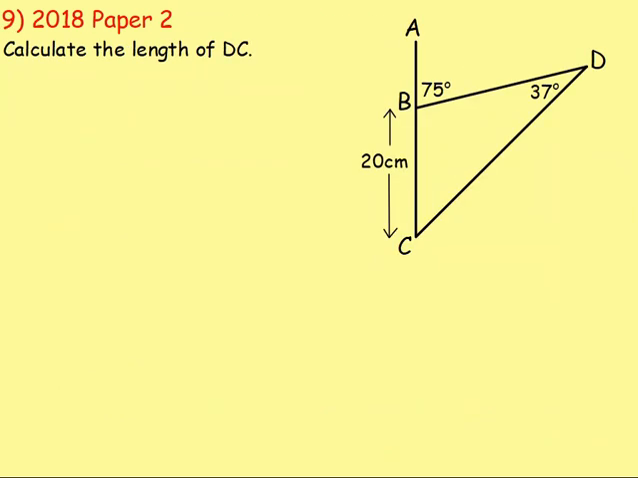Final example. Example 9 from the 2018 paper. Another one from the 2018 paper. Calculate the length of DC, going from D to C. How do we do that?